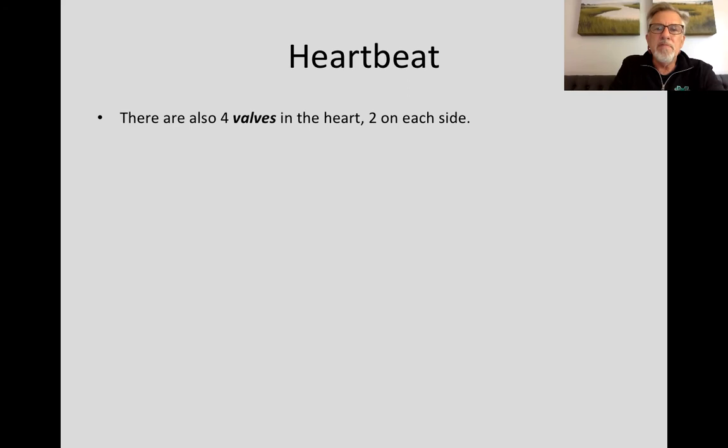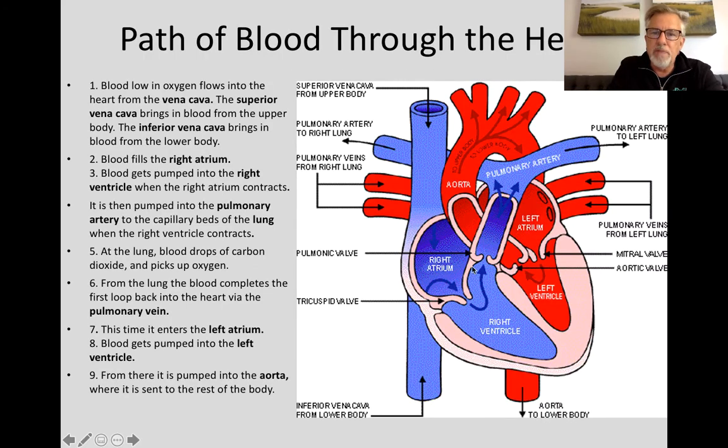There are also 4 valves in the heart, 2 on each side. So let's take a look at that. Here you can see one valve between the right atrium and the right ventricle, and there's also a valve between the left atrium and the left ventricle. These have names. This is the tricuspid. This is the mitral valve. You don't need to know the names of these valves. Then there is also a valve between the right ventricle and the pulmonary artery, and also between the left ventricle and the aorta. They're respectively called the pulmonic valve and the aortic valve. You don't need to know that either.